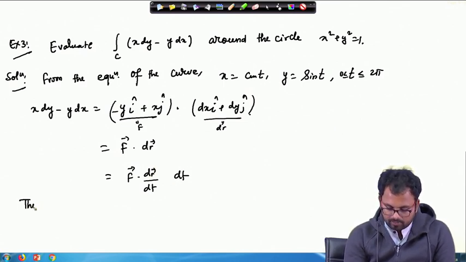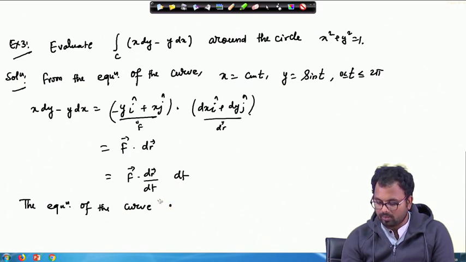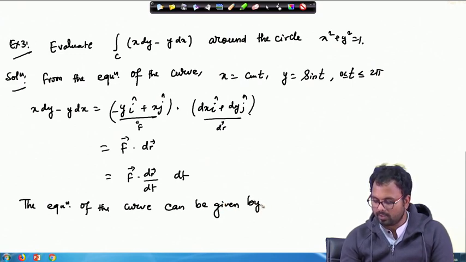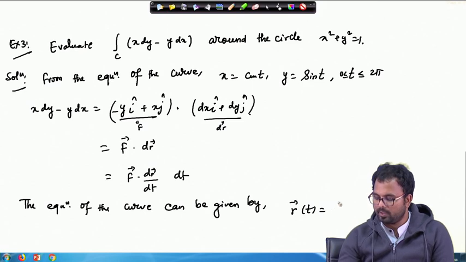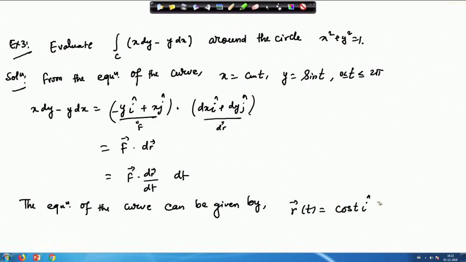So from here, the equation of the curve can be given by R(t) equals x(t) i plus y(t) j. So R(t) is basically cos t i plus sin t j, right. And now we will take dr/dt. So dr/dt is minus sin t i plus cos t j, all right. So now I will do the integration.